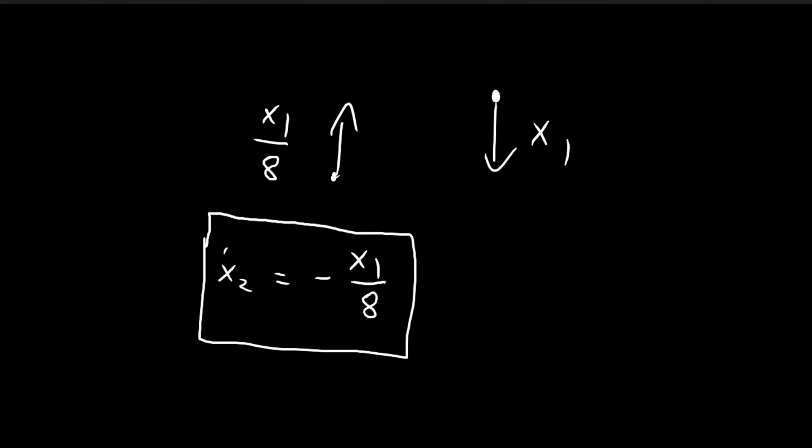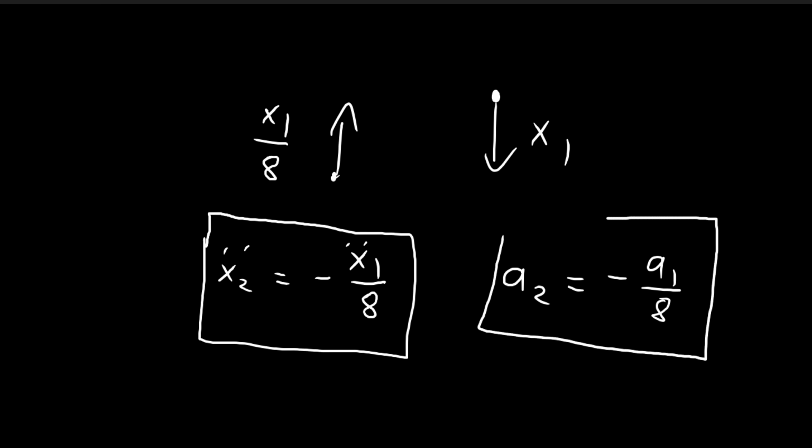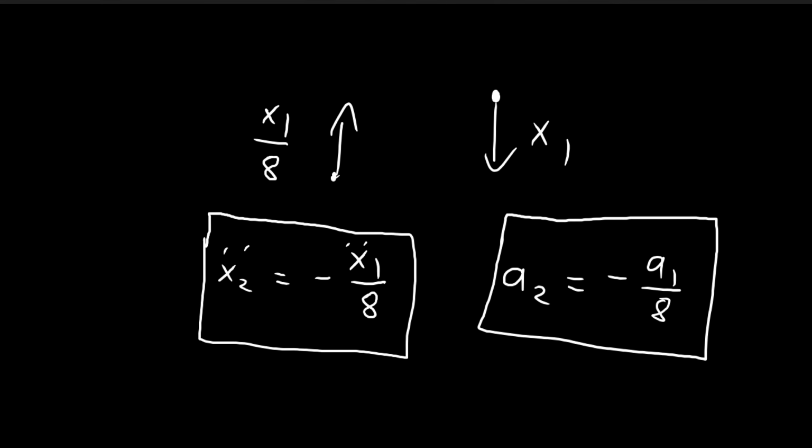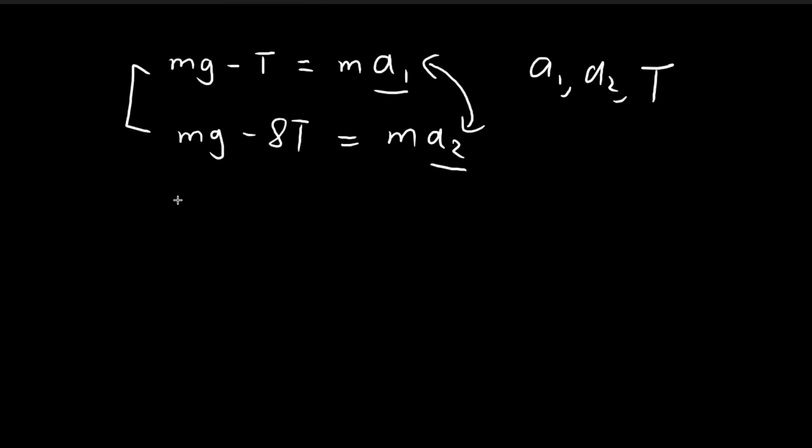And then all we have to do now is to take the time derivative of both sides 2 times. So you can see that a2, the acceleration of this second mass, is equal to negative a1 over 8. So this is the relationship we're after. Using this, now we can combine it with our other 2 equations to come up with our solution. So let's do just that. So we have a2 equal to negative a1 over 8.